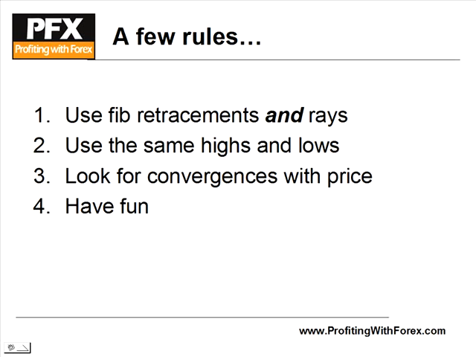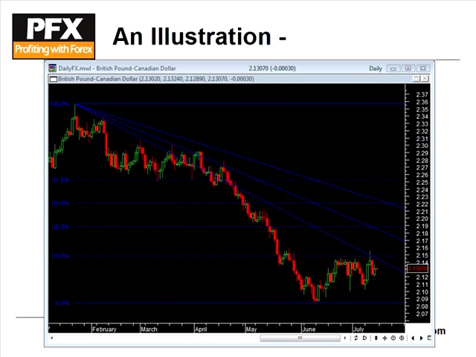So I'm going to go down the list a little bit. Here are just a couple of rules. I'm going to be using fib retracements and rays or fans. I'm going to be using the same highs and lows. So when we're drawing a Fibonacci retracement, typically we draw it from the top to the bottom of a trend or vice versa. And I'm looking for periods of time when the fan level or the ray level and the retracement level and the price are all converging at the same point. And I'm going to give you an illustration of exactly what I mean by that.